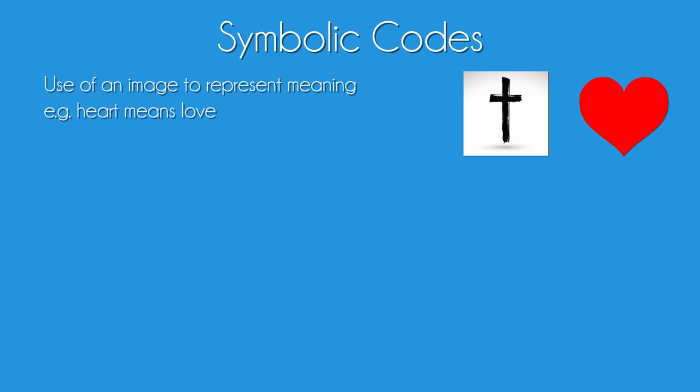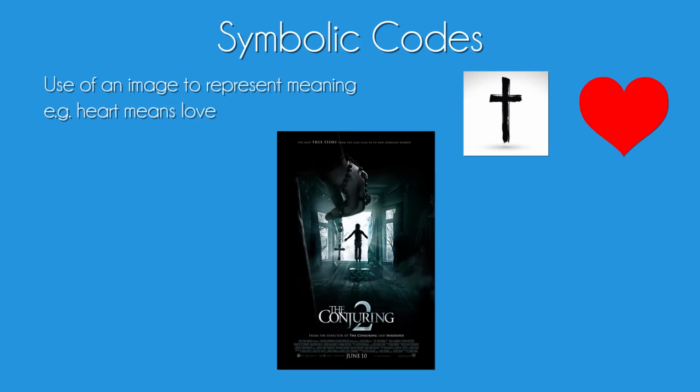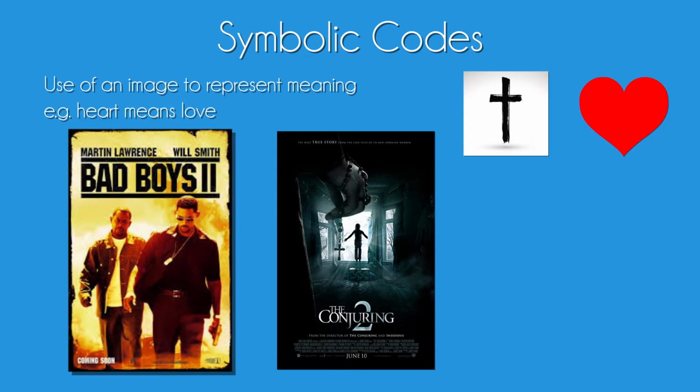Moving on, let's look at the horror poster for The Conjuring 2. We can see a crucifix necklace which symbolises the film having a religious aspect to it. And let's look at the poster for Bad Boys 2. We can see a huge explosion of flames in the background, and again this is a symbolic code, and this symbolises the action element of the film and shows that the film will be full of action, excitement and explosions.